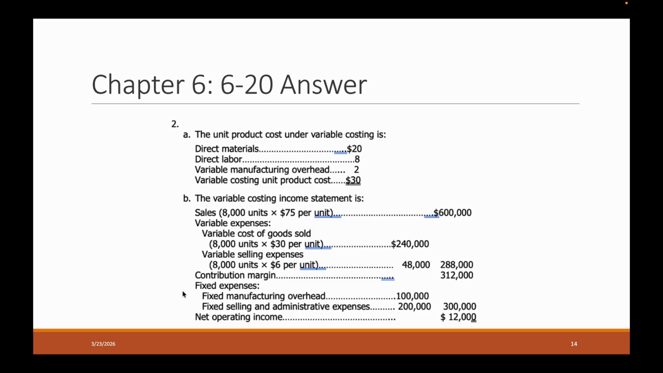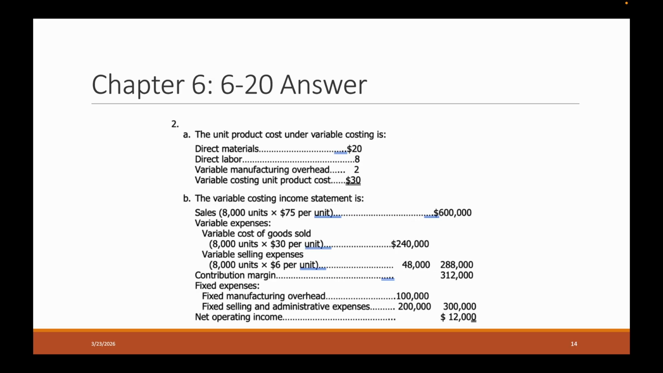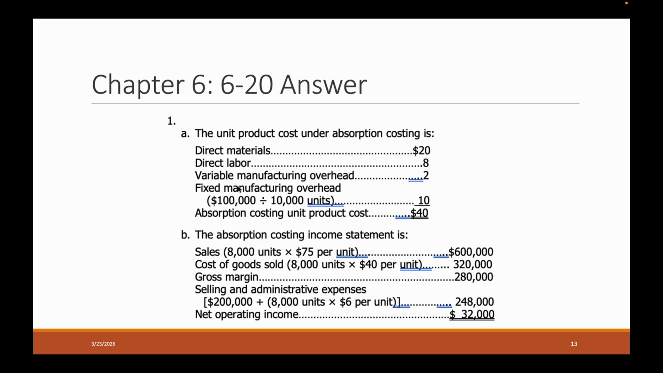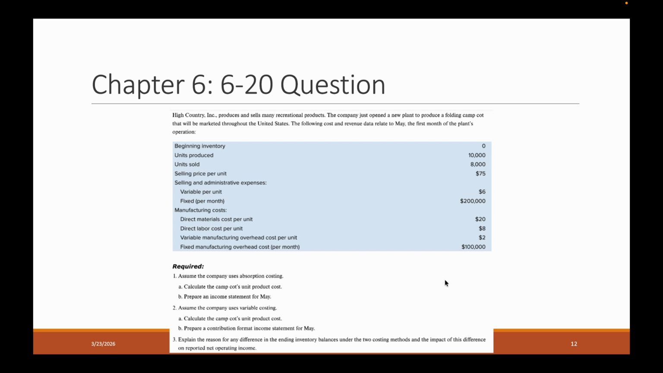We're left with two fixed expenses: fixed manufacturing overhead of $100,000 and fixed selling and administrative expenses of $200,000. That's a total of $300,000 in fixed expenses, leaving our net operating income of $12,000. You may be wondering how the net operating income is $12,000 here, but $32,000 using absorption costing. That comes down to how we expensed our fixed manufacturing overhead, and that's pretty much what question 3 is asking us.